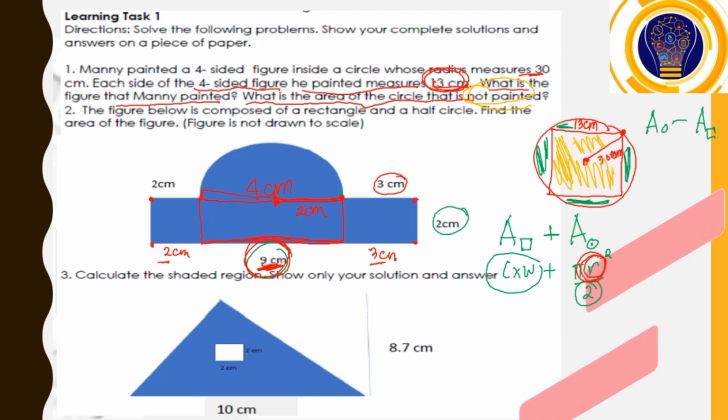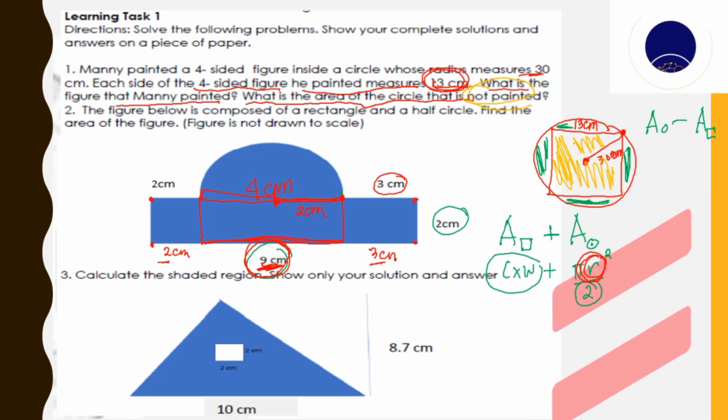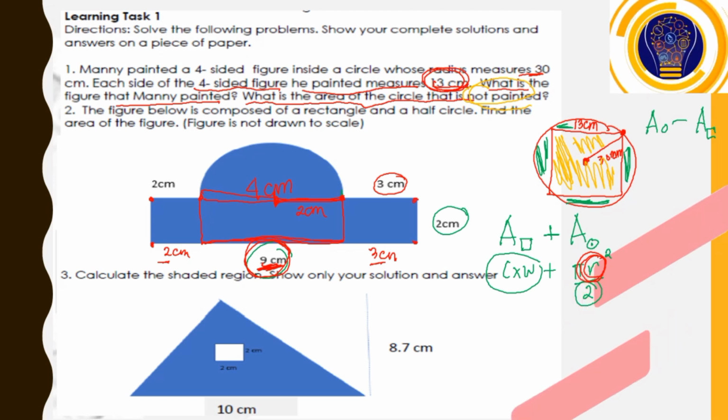So, now, you need to have the area of the circle, yung kabuuan circle, minus the area of the square. So, para makuha mo yung remaining area na walang kulay. That is learning task number 1.